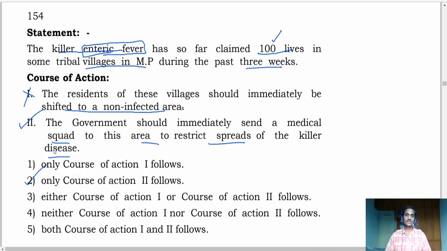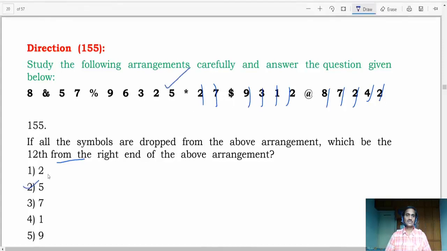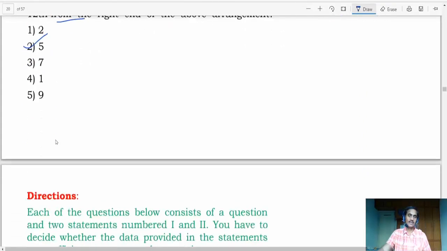Only 2 follows, choice 2. 154 is choice 2. Then coming to 155. All the symbols are drawn. Which of the following will be 12th from the right hand? 12th from the right without the symbol: 1, 2, 3, 4, 5, 6, 7, 8, 9, 10, 11, 12. 5 is the answer. That is choice 2, 155.